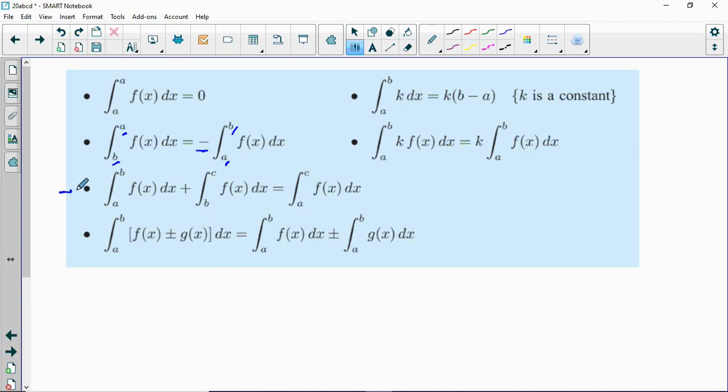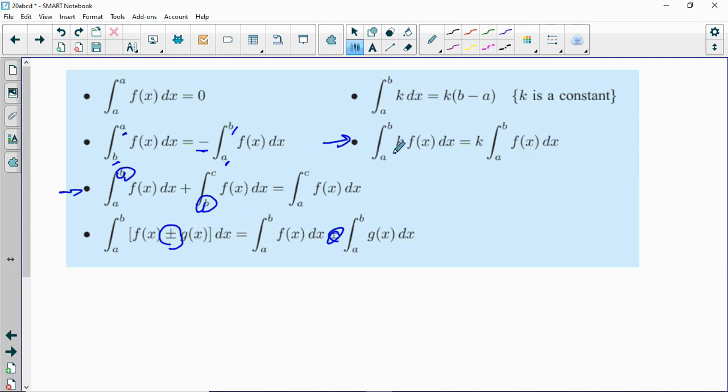The third one just says if we take the integral from a to b and add that to the integral from b to c, where these two match up, then we can combine them into a single integral going from a to c. I think that makes some sense. Fourth, just like with differentiation, if we're taking the integral of two functions being added or subtracted together, we can think of that as taking the integral of one and then adding or subtracting the integral of the other. That's really convenient. It means that we get to go term by term, just like with differentiation.